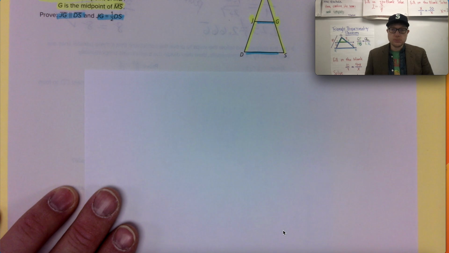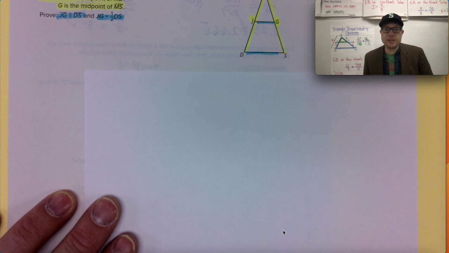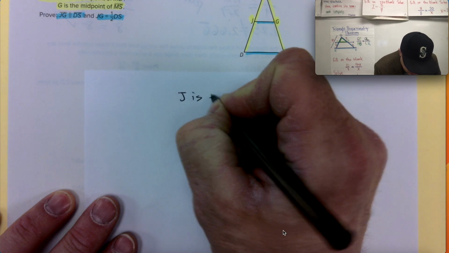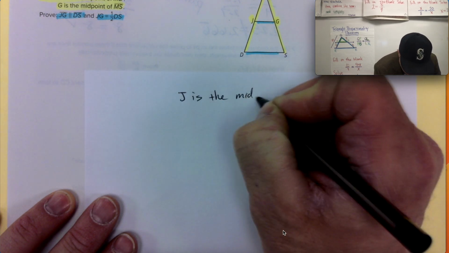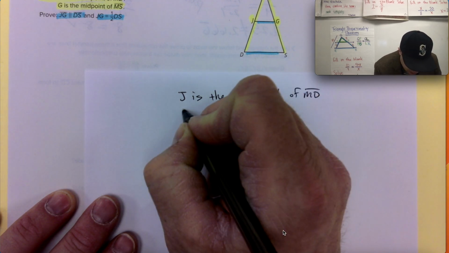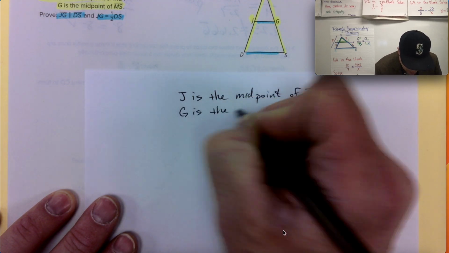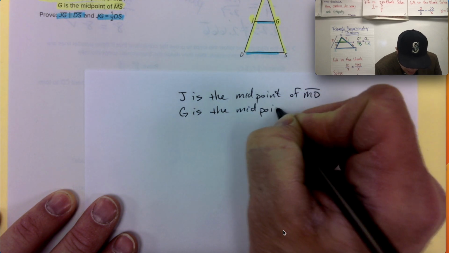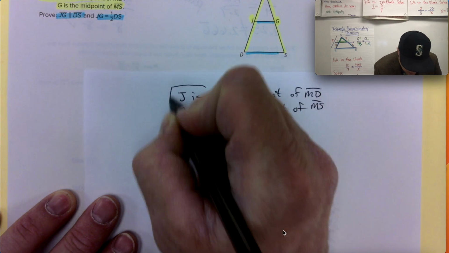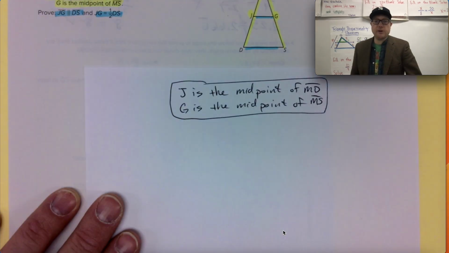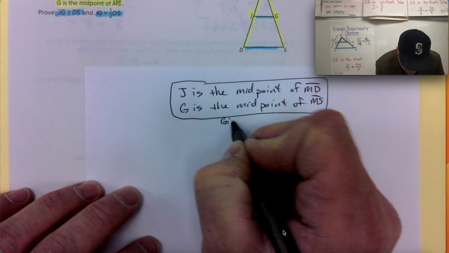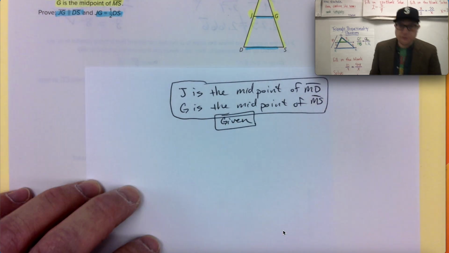Now, we start by saying the given. J is the midpoint of MD. G is the midpoint of MS. We have to do that first. That has to be given in the very beginning of the problem. Given is the reason for that one.